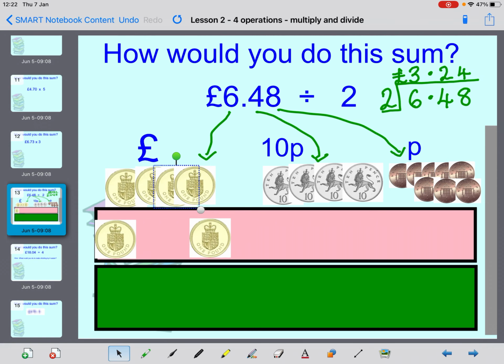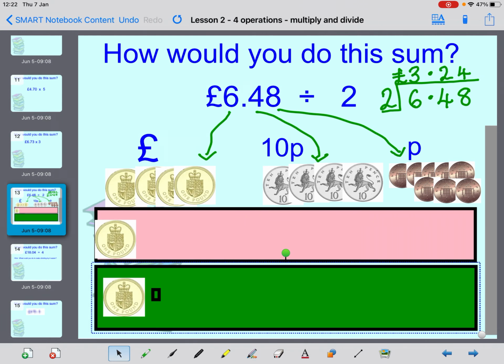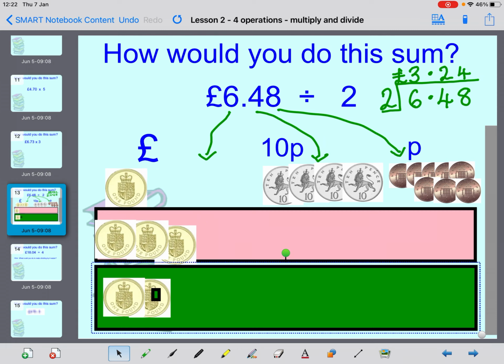Oh, the pound coin is getting hidden underneath. Let's see if we can sort that out. Send to back. There we go, that's better. Right. 1 for you and 1 for you. 1 for you and 1 for you. Okay. So that's a pound shared out.